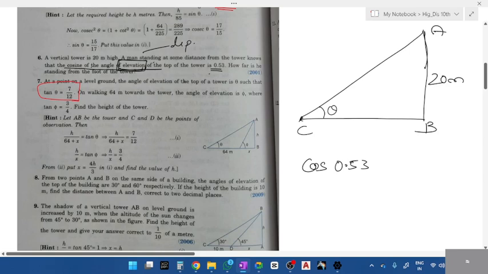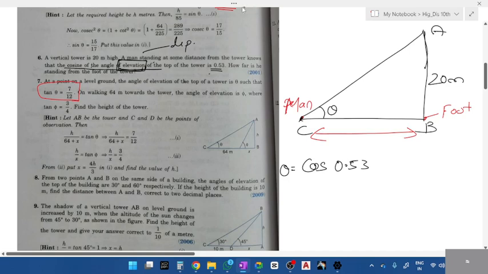Cos 0.53 elevation. So theta is equal to cos 0.53. They haven't given us an angle or fraction. They have given a decimal. How far is he standing from the foot of the tower? What do you mean by that? How far is he standing? What you have to measure here? Base. Correct? What is the base here? BC. So imagine a person is standing here. A man is standing here at point C. The foot of the tower is nothing but B. So they have asked us to find this distance.